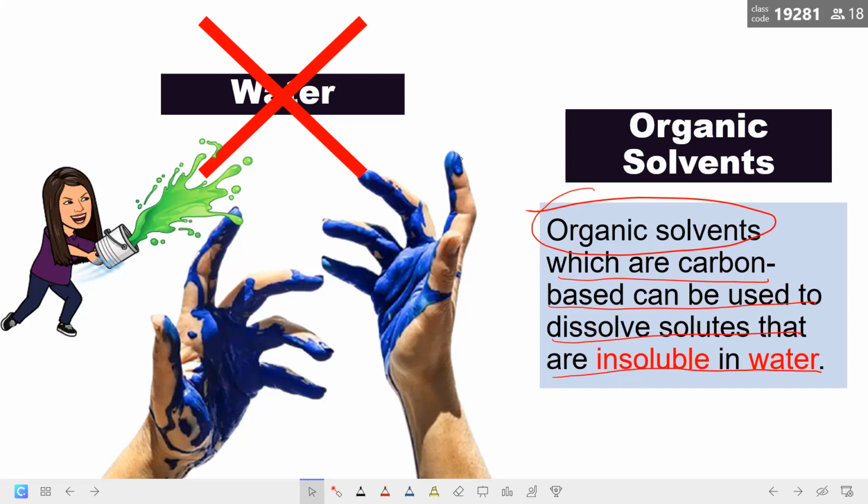My fingernails. Can I use water to take it out? Let's say I want to take it out. Can I use water? Cannot. Why can't I use water? Because it's insoluble in water. Very good. So I need an organic solvent to take it out. What is that organic solvent? Yes, I need to use acetone, nail varnish remover. Correct.